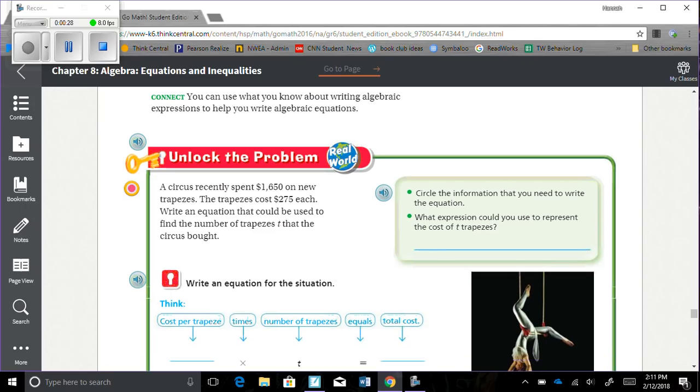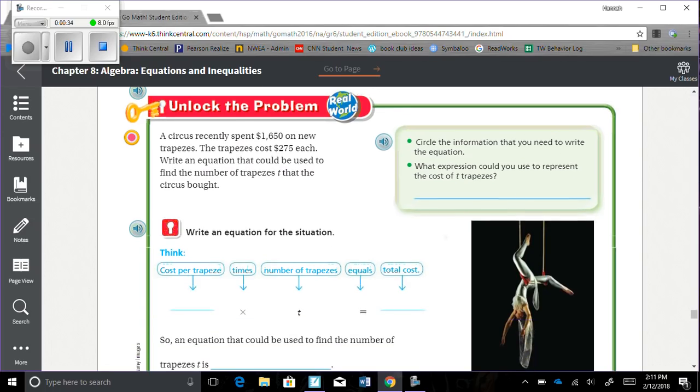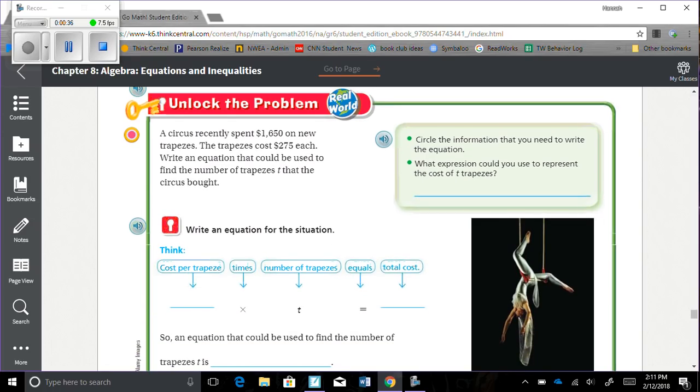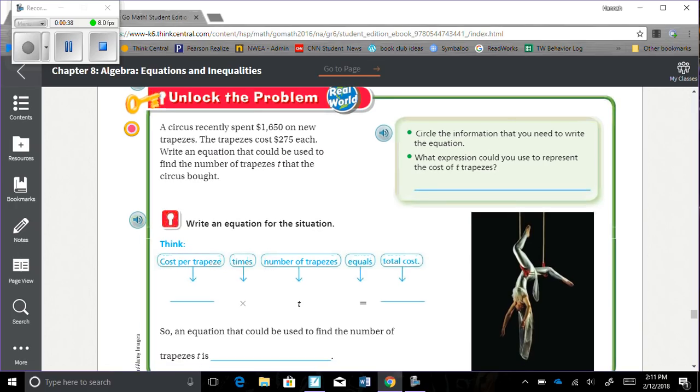Okay, so we're taking it from expressions, which we've already done, and just making it an equation, which means it's going to have that equal sign. Unlock the problem. A circus recently spent $1,650 on new trapezes. The trapeze costs $275 each. Write an equation that could be used to find the number of trapeze T that the circus bought.